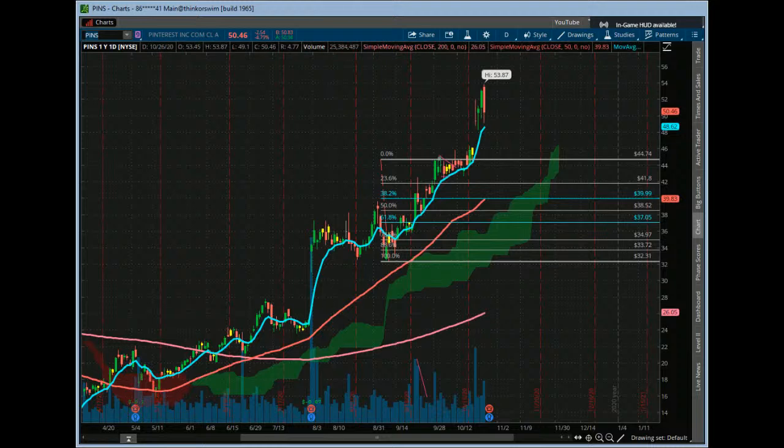Pins. There's another one. Again, Pins is another one that we talked about, right? So again, this could be a wave 3 gap right here, and let's just see if it consolidates a little bit and goes from there. But again, things were looking a little bit extended on a couple of these names.